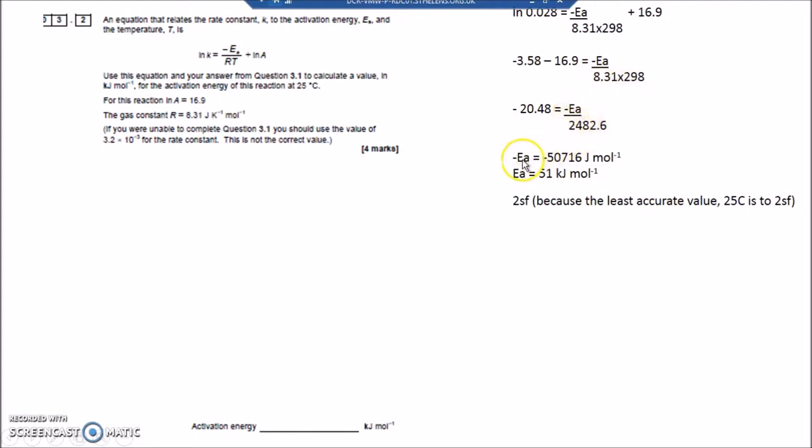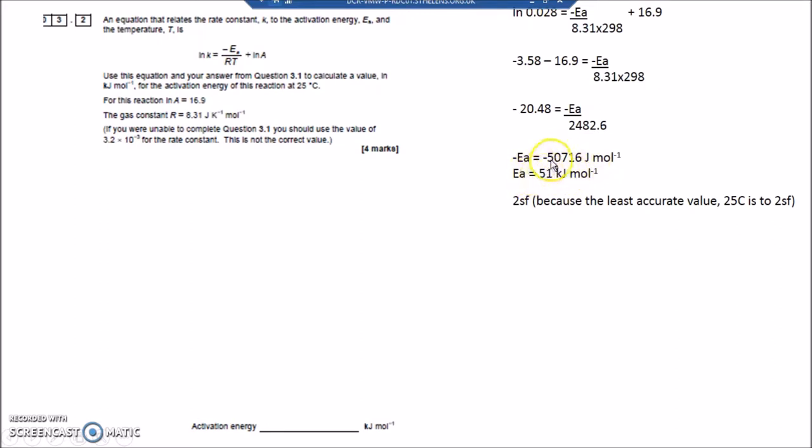To get minus EA, I'm going to multiply these two together now, and that equals minus 50716. It's in joules per mole because my gas constant is in joules. I've got a negative on each side, so I'm going to call that a positive on each side. Now I'm going to reverse the signs on each side, so EA equals 50716 joules. Joules going to kilojoules, a small unit going to a bigger unit, I divide by 1000.